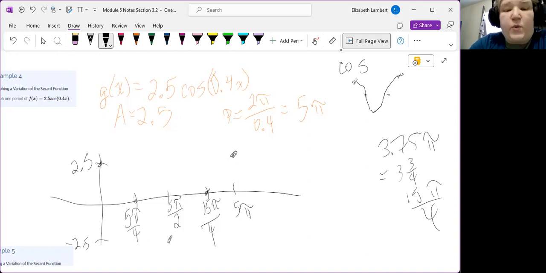All right, so we have where the marks go, our highs and our lows. All right, there's one period of cosine. Now, everywhere there is a 0, secant will have an asymptote.